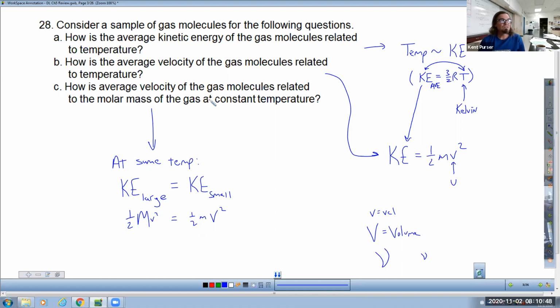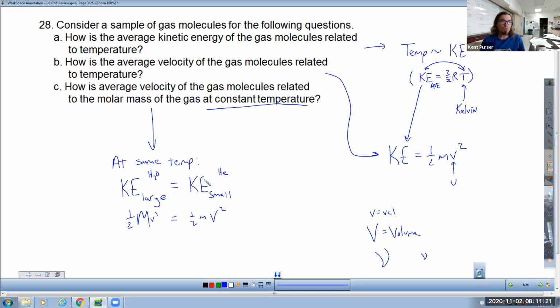How is average velocity of the gas molecules related to the molar mass of the gas at constant temperature? So what I did is I picked two gases. I picked something that's large, like let's just pick on water molecules, H2O, those are large. Let's pick something small like helium, okay? Now, if we put them at the same temperature, then we know that the kinetic energy of both of them have to be the same, right? Just because the helium's smaller doesn't mean it has less kinetic energy. Temperature is directly related to kinetic energy, all right?